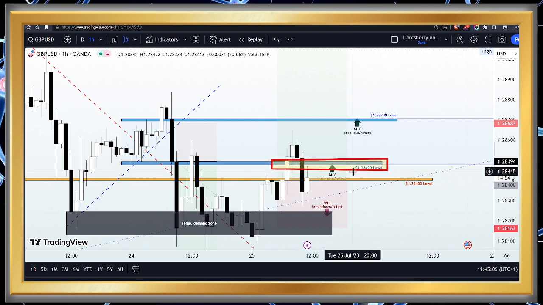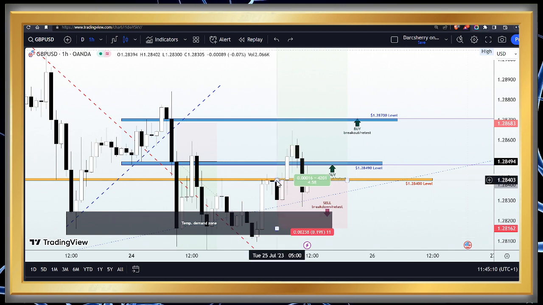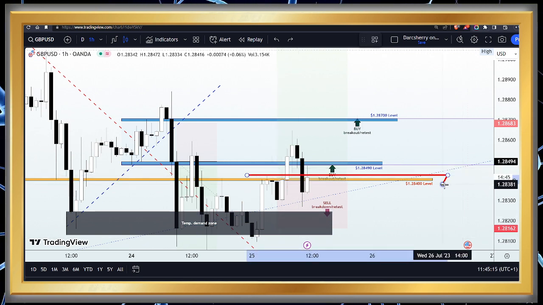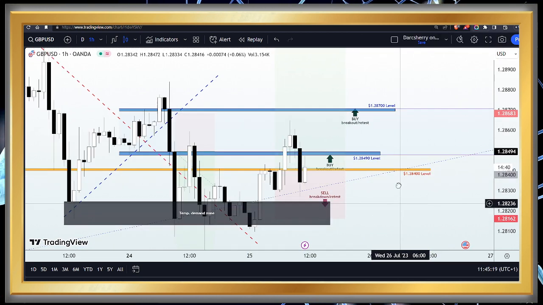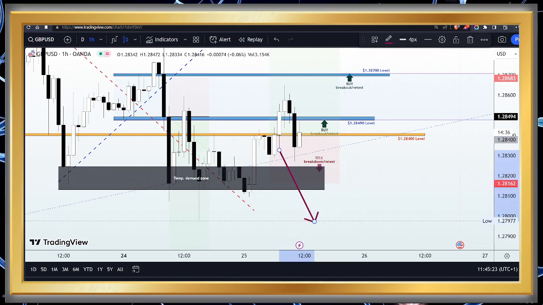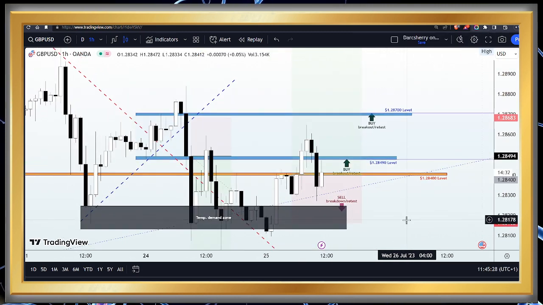So we have our levels here. As long as price remains above our key level, we hold on to a bullish bias, and the only condition that will make us want to sell the GBP USD is for price action to slice through and break through that demand zone. So at this point in time, things are still looking very bullish. Let's hold on to a bullish bias and let's see how the market will be reacting to these current levels.